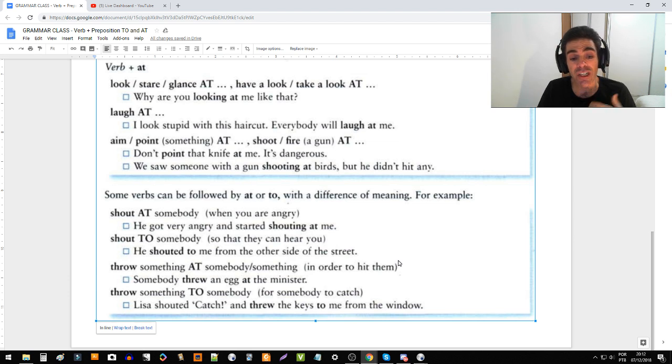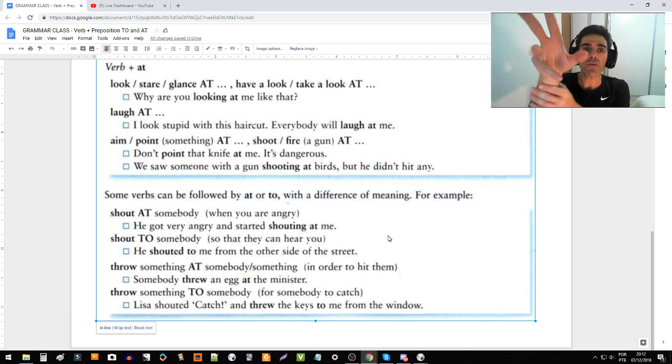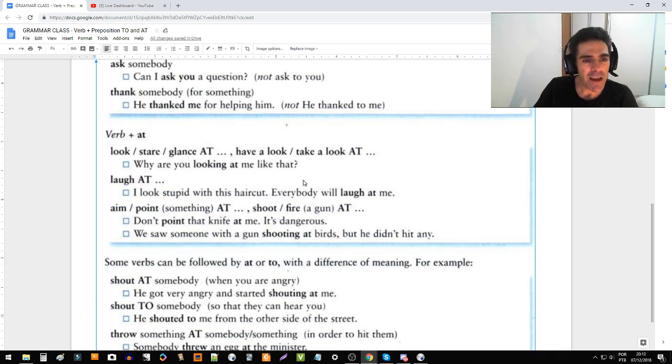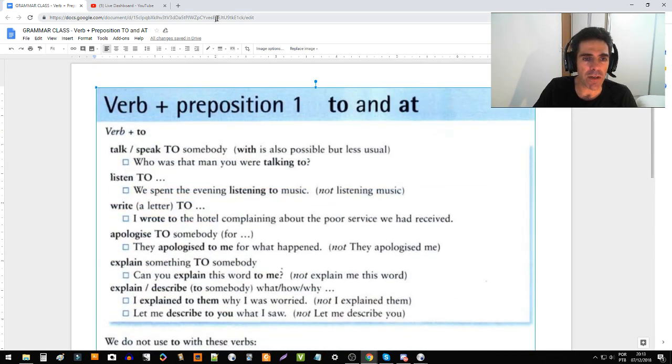So Lisa shouted catch and threw the keys to me from the window. So when you throw to somebody, you throw something for another person to catch. Yeah, people, so these are the verb plus preposition.